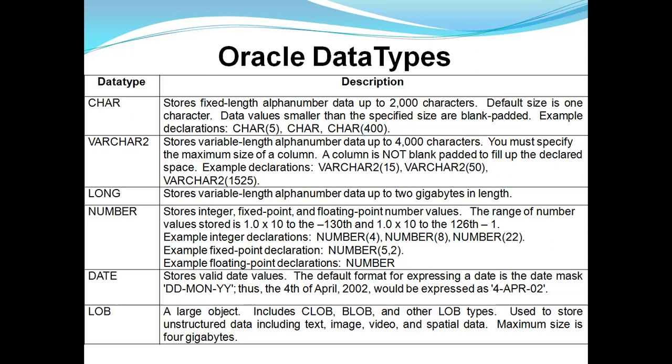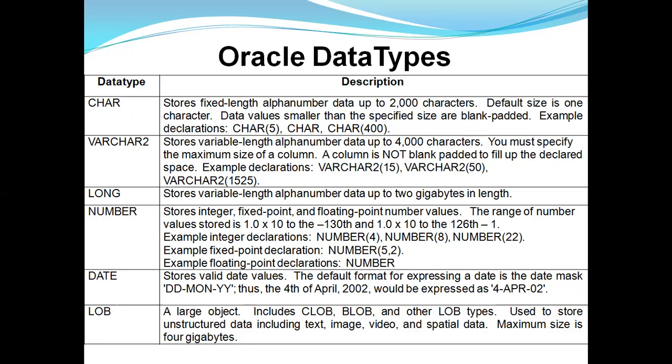Now, sometimes the data is neither a character nor a number nor a date. In that case, we take the help of LOB. LOB is a large object. In LOB, we have two types of LOBs. One is CLOB and one is BLOB. CLOB represents character large object and BLOB represents binary large object.